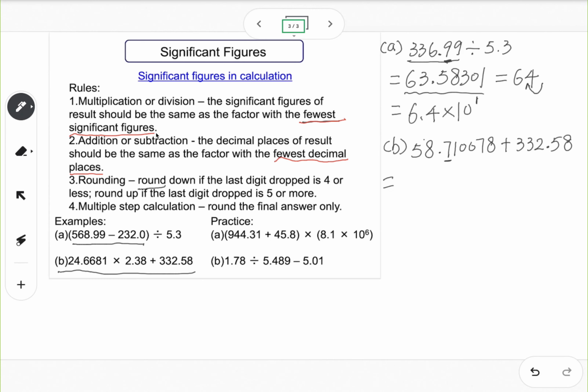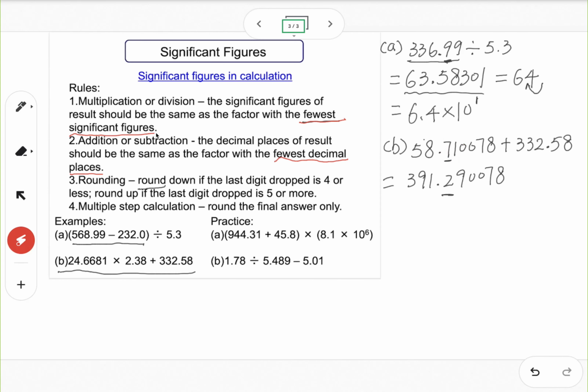Those two numbers, you add them together. Remember, when you do addition, you need to follow the number with the fewer decimal places. If this number is supposed to have only 3 significant figures, that means it is supposed to have only 1 decimal place. This number has 2 decimal places. So the final answer of this calculation should have only 1 decimal place. If you add them together, that will give you 391.2900078, and it is supposed to have 1 decimal place because this one has only 1 decimal place.